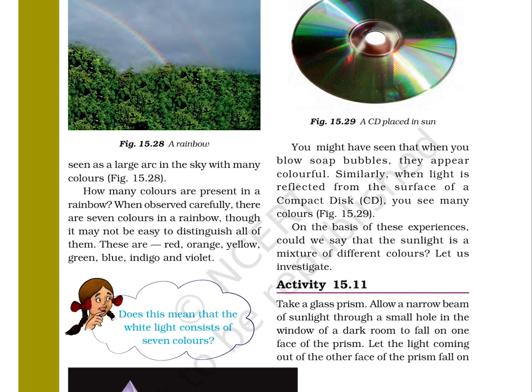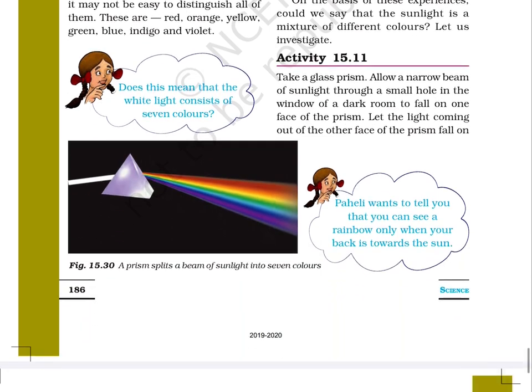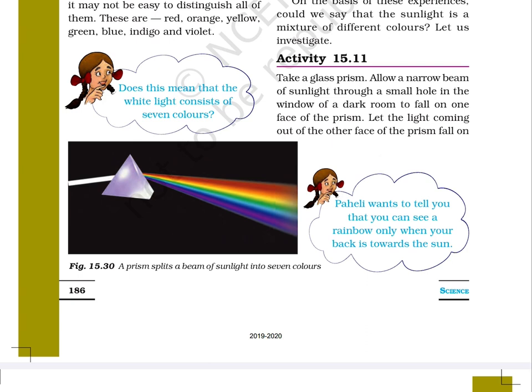How many colors are present in a rainbow? When observed carefully, there are 7 colors in a rainbow, though it may not be easy to distinguish all of them. These are red, orange, yellow, green, blue, indigo, and violet. There's a thought bubble given here. A picture of Paheli is next to it. Does this mean that the white light consists of 7 colors?